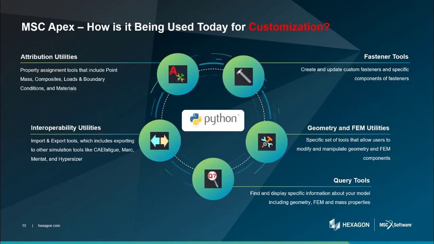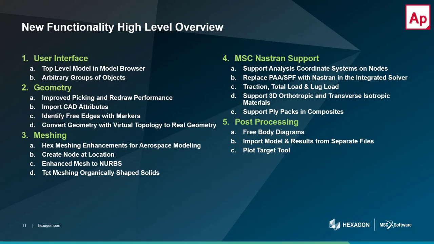And finally, in terms of customization, MSC Apex has a full range of utilities built in now, including attribution, fasteners, interoperability, geometry and FEM, and query, which together provide the user with customization capabilities that otherwise would not be available. And here's a high-level overview of the new functionality available inside of MSC Apex 2021.2. We've split it up into 5 different sections: user interface, geometry, meshing, MSC Nastran support, and post-processing.